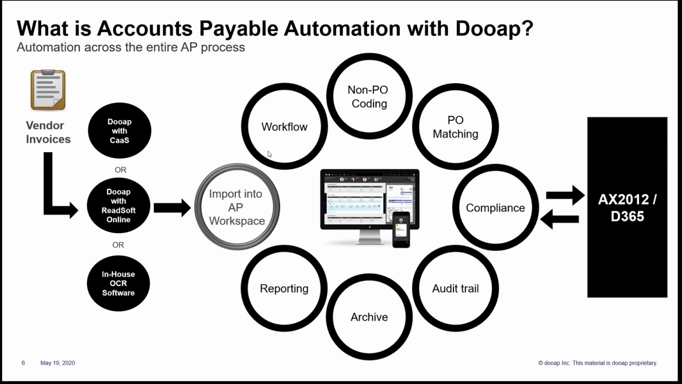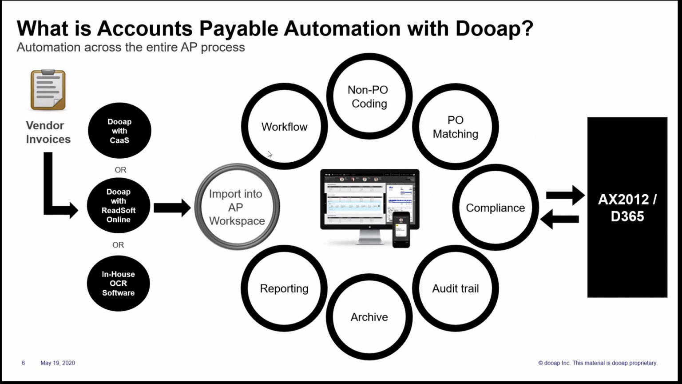The second option would be using ReadSoft Online through Dooap. If you don't want the full scan and capture service and prefer to do the scanning and validation yourself, then certainly using the ReadSoft Online through Dooap is the option for you. This allows you to scan the documents yourself, or if they arrive via email, you can simply import them directly into your Dooap ReadSoft Online account. Conduct the OCR and validation prior to importing those into Dooap.